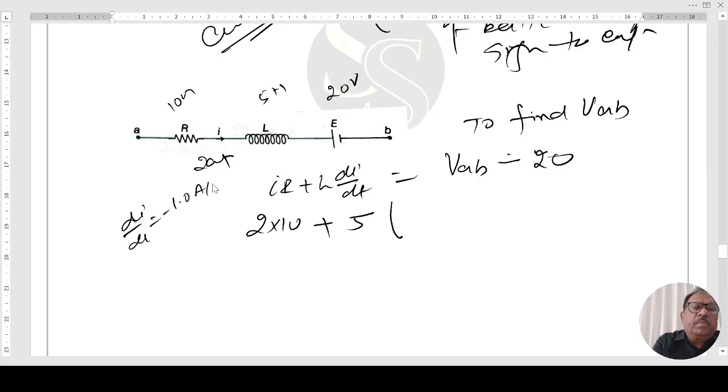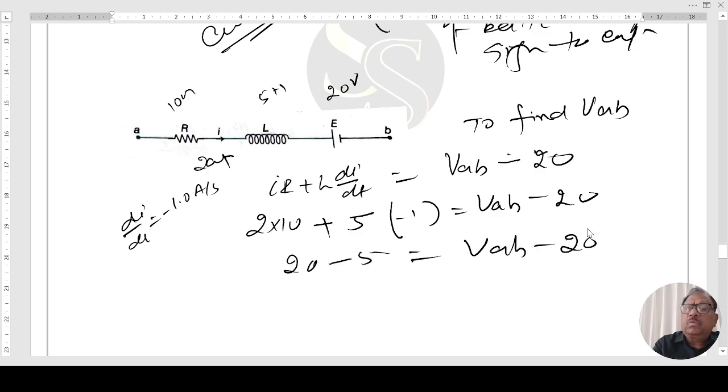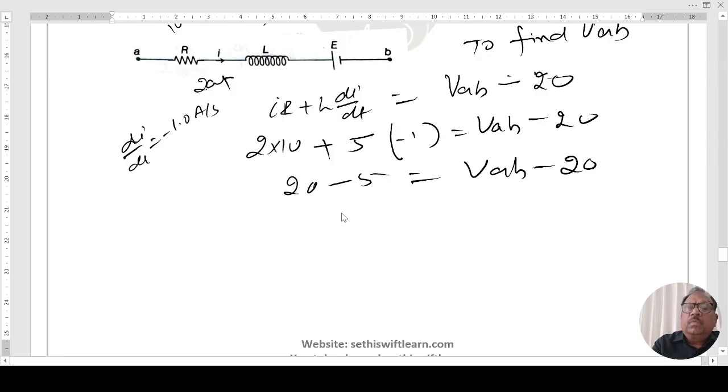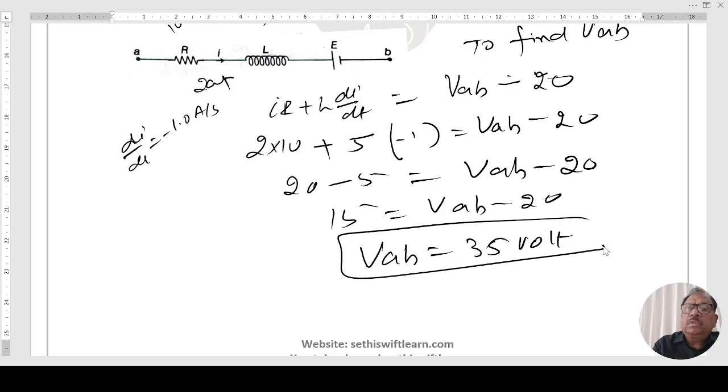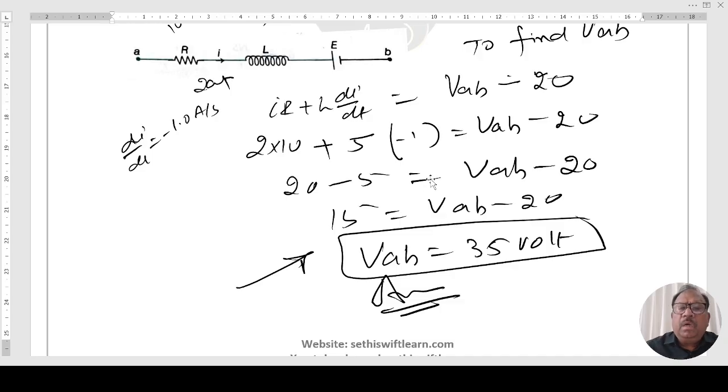minus 1.0 ampere per second. Minus 1 equal to VAB minus 20. So 20 minus 5 equal to VAB minus 20. So 15 equal to VAB minus 20. VAB equal to 35 volt. Means this is the answer. Another method is also there that will be discussed in another session. Right? Next question.